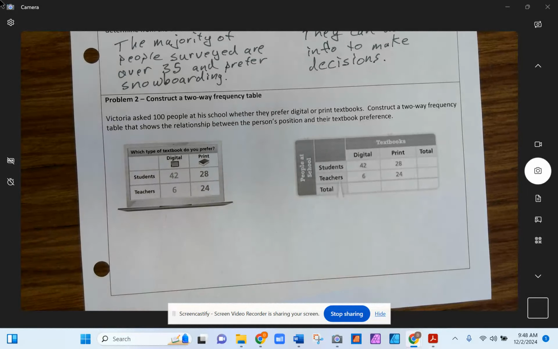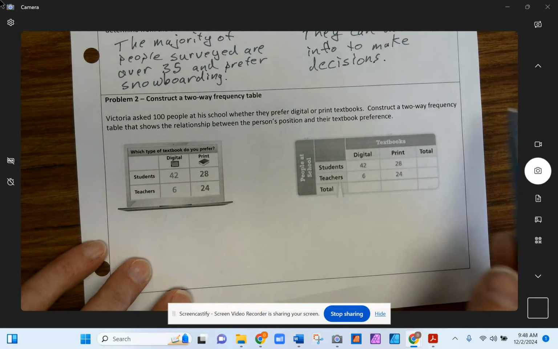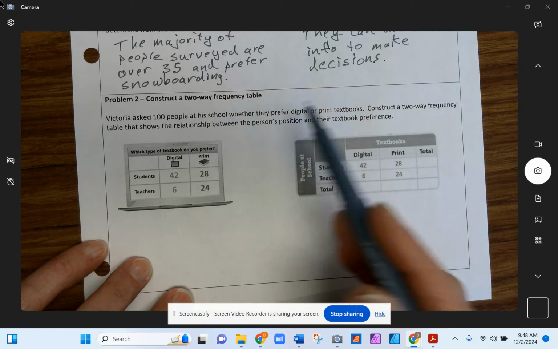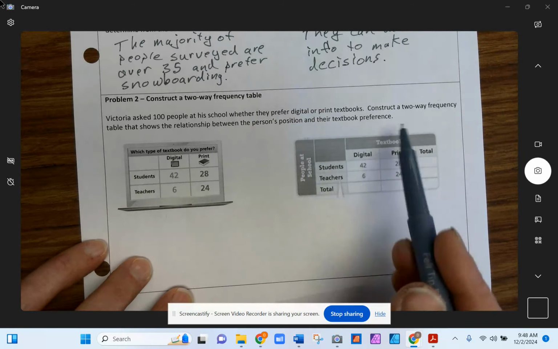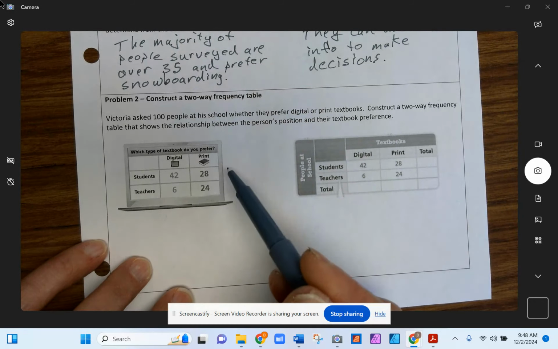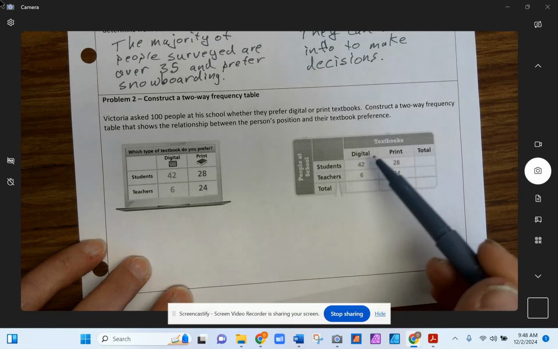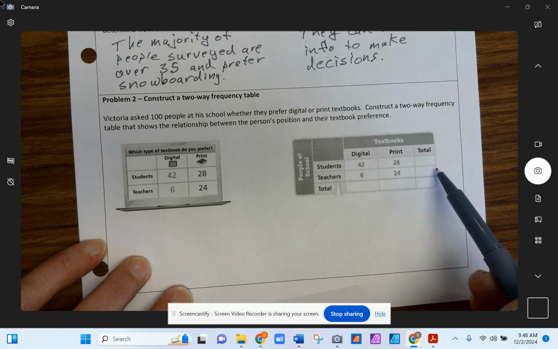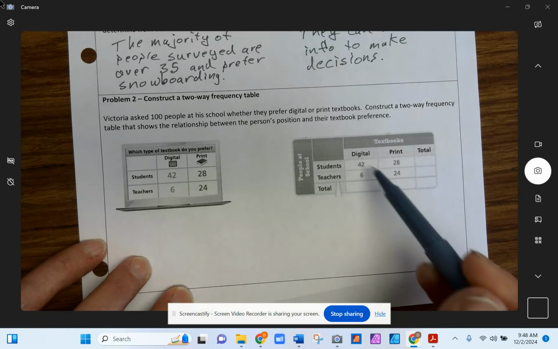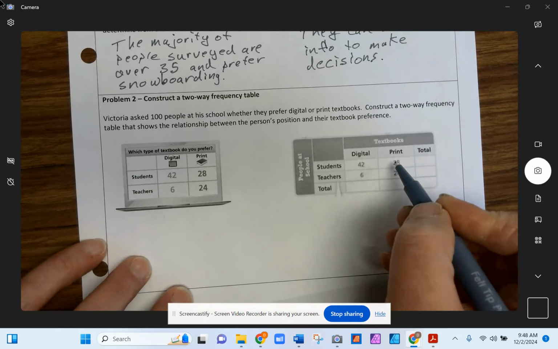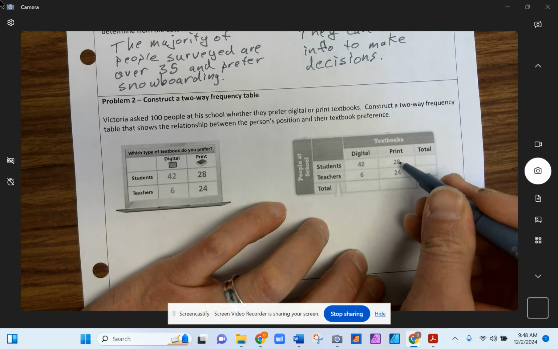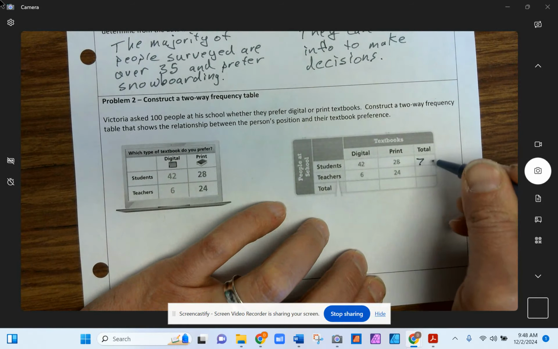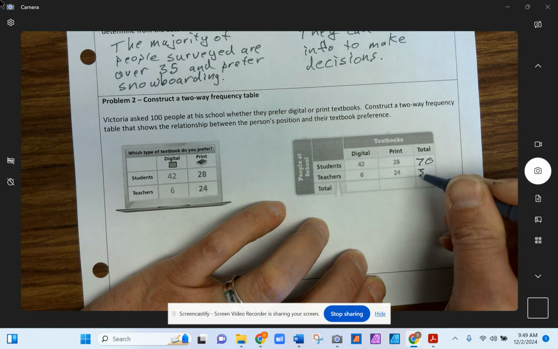Victoria asked 100 people at the school whether they prefer digital or print textbooks, and constructs a two-way frequency table that shows the relationship between the people's position and their textbook preferences, right? So we've got the data right here, and then it's been transferred to the table. We're just going to complete the table. When you don't have your totals, all you do is add across and add down, right? So 42 plus 28 is going to be 70. Okay, and then 6 plus 24 is 30.